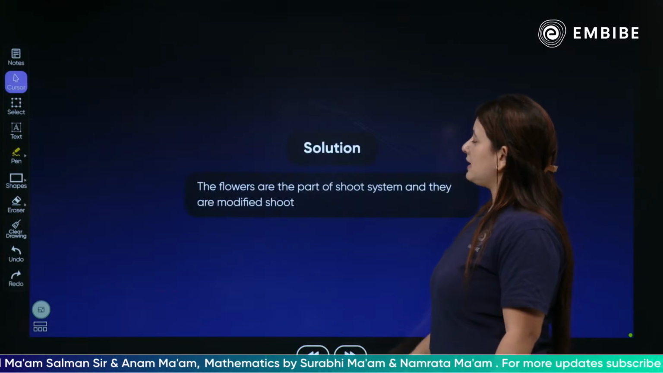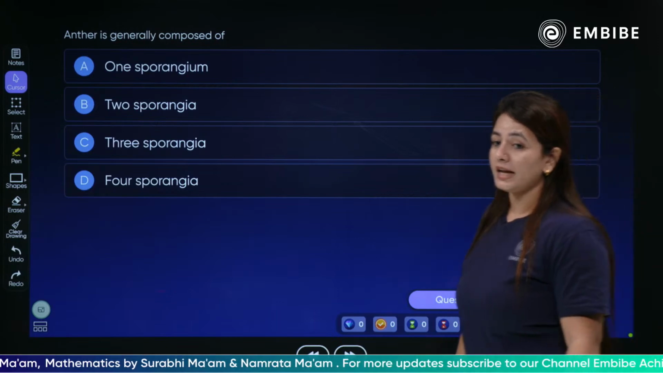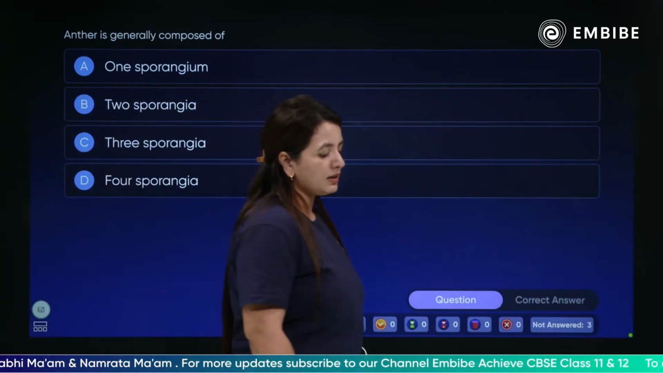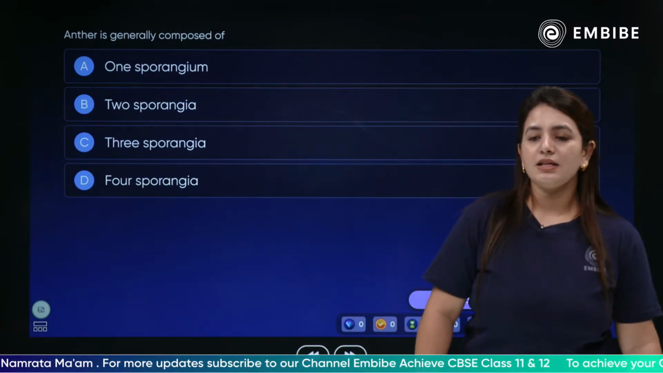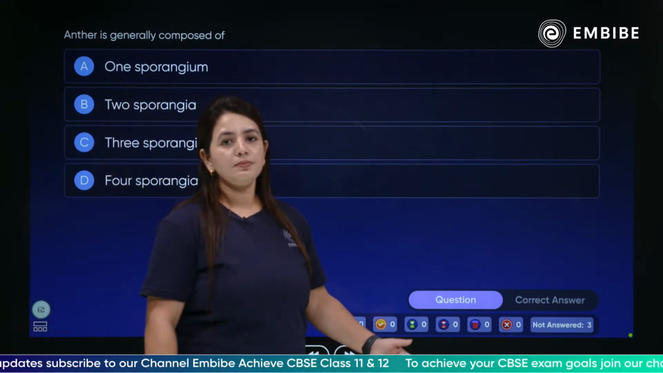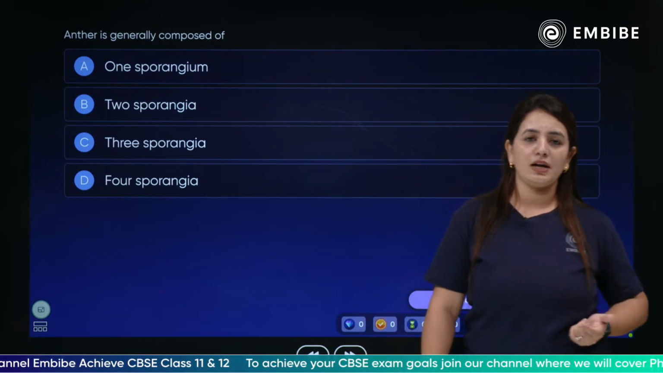Next question. Anther is generally composed of how many sporangia? Very easy question. Just now we have discussed everything. Anther is generally composed of what? 1 sporangium, 2 sporangia, 3 sporangia, 4 sporangia.